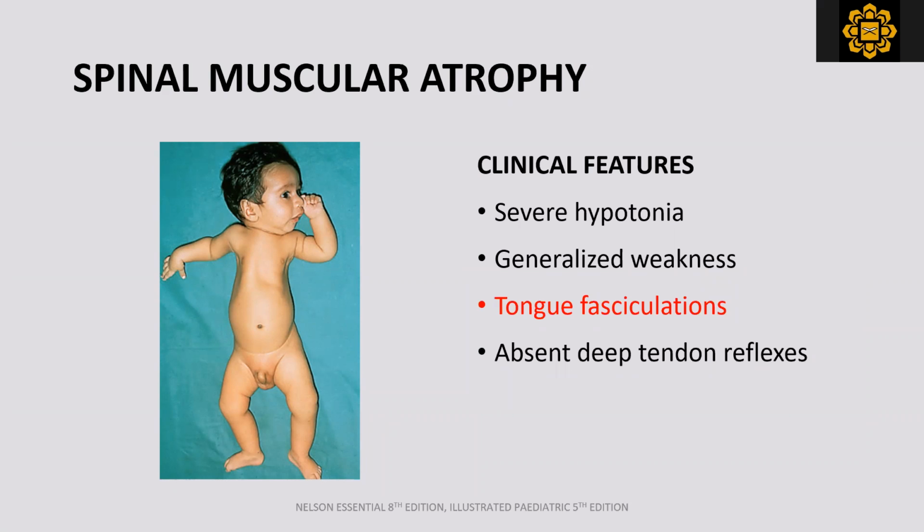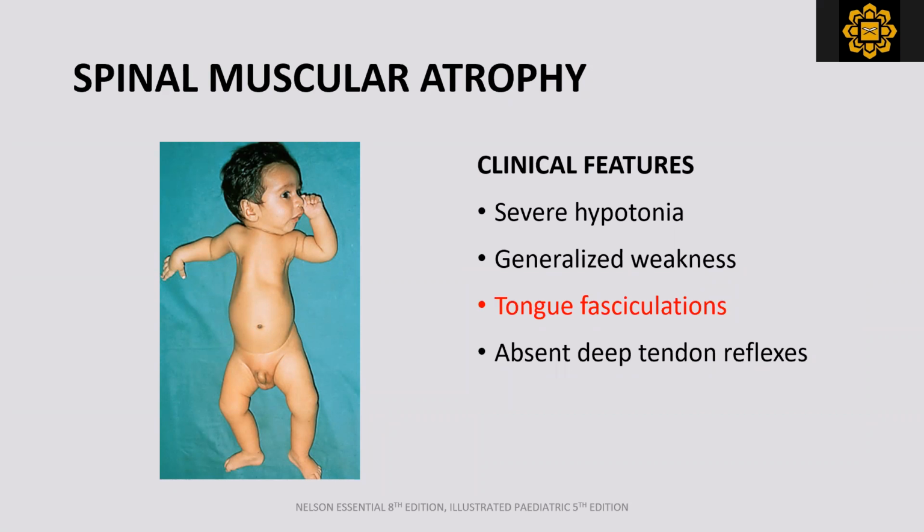The frog-like posture means that the limbs are in an abducted or relaxed position, whereas in a normal infant they are usually flexed and less abducted. We can also see that the chest has weak wasting of the intercostal muscles because of this weakness.